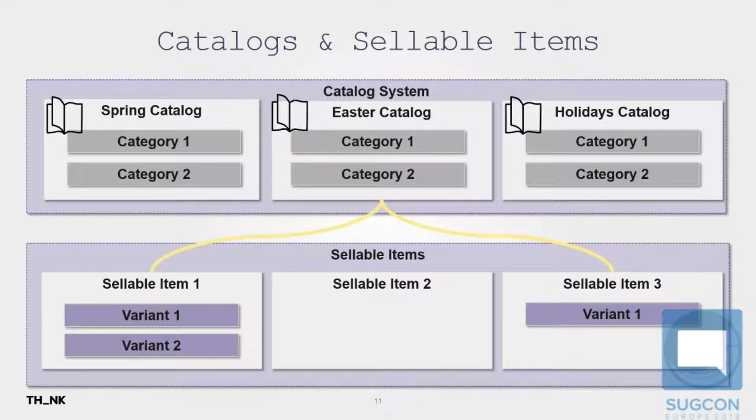In your Easter catalog, you can have sellable item 1, which was already part of the spring catalog, and you can also associate sellable item 3 with 1 variant. And on your holiday catalog, you can have sellable item 2 and sellable item 3. So this is fundamentally different from what we used to do in the previous versions of Sitecore Commerce.